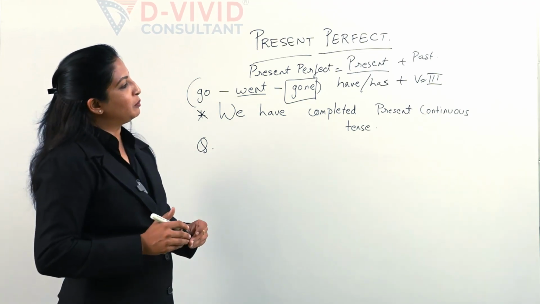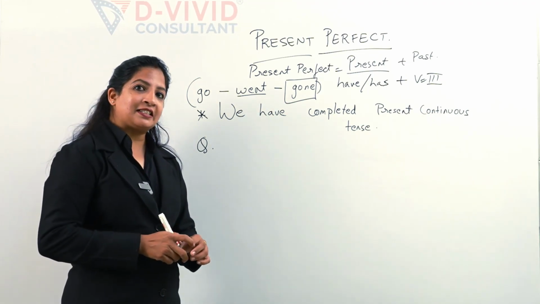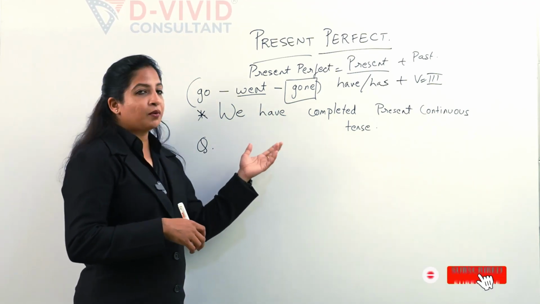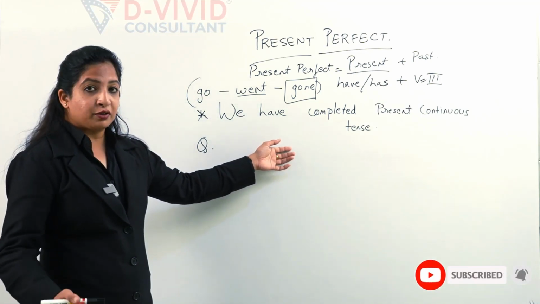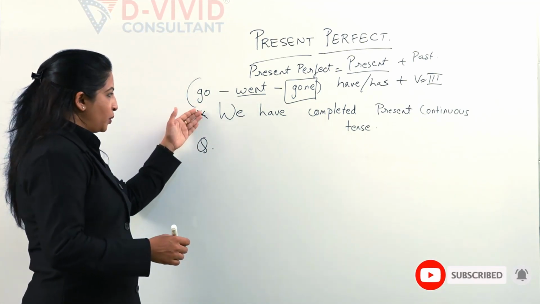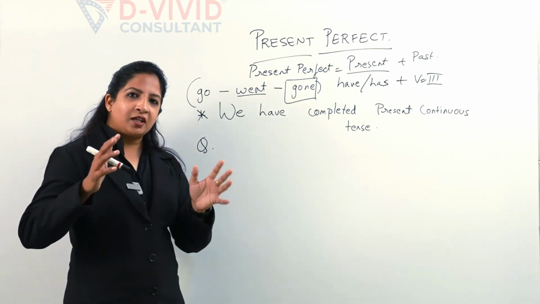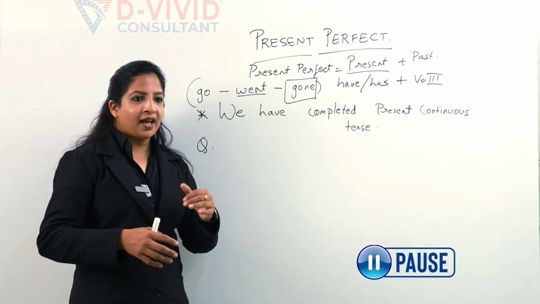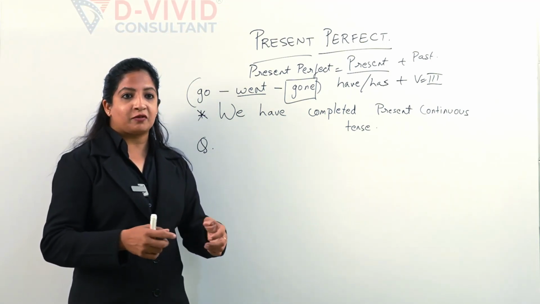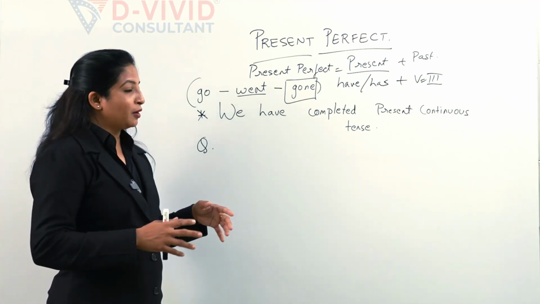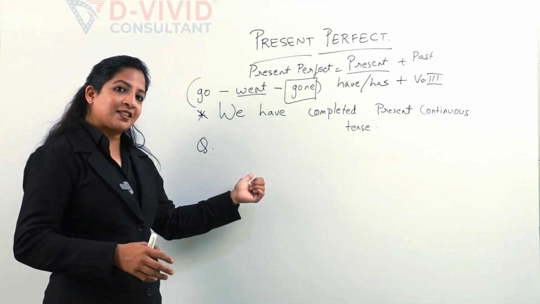We have completed present continuous tense. Now what can be the question form of this sentence? Would you like to give it a try? A question and one negative. You can pause the video and just try by yourself, write it down and check whether your answer is correct.